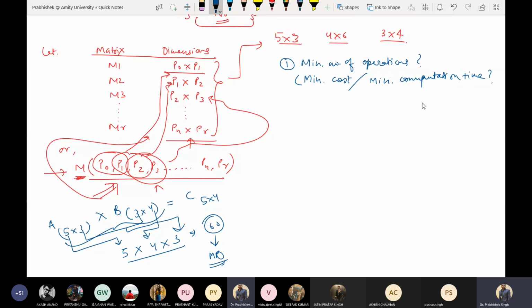Okay, what is the minimum computation time? So if they are asking you for the minimum number of operations, minimum cost, or minimum computation time, everything is the same. You are going to follow the same pattern that I am going to explain.